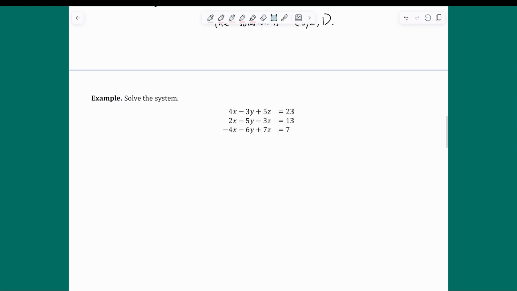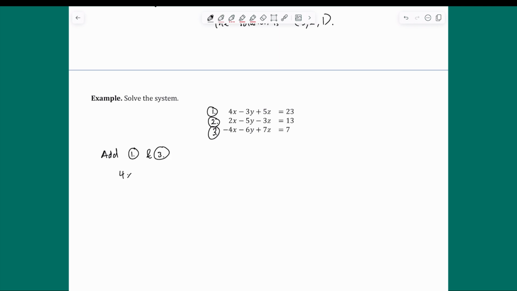Okay, so let's try this next example here. Solve the system 4x minus 3y plus 5z equal to 23, 2x minus 5y minus 3z equal to 13, negative 4x minus 6y plus 7z equal to 7. I'm going to go ahead and label these as equation 1, 2, and 3. Okay, so this time I'm going to eliminate x. And the way I'm going to do that is first take equation 1 and 2 and add them. Sorry, 1 and 3 and add them.